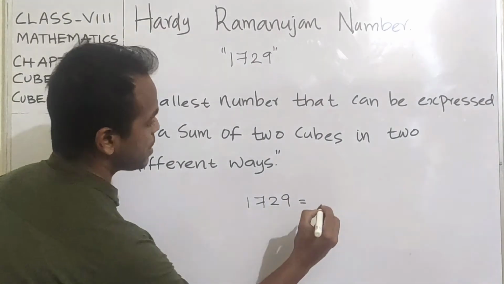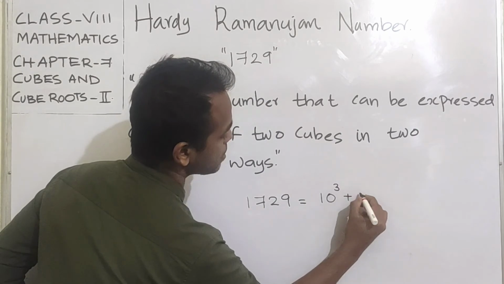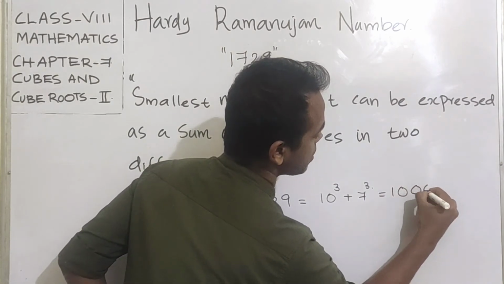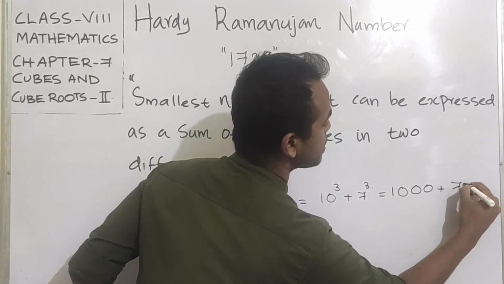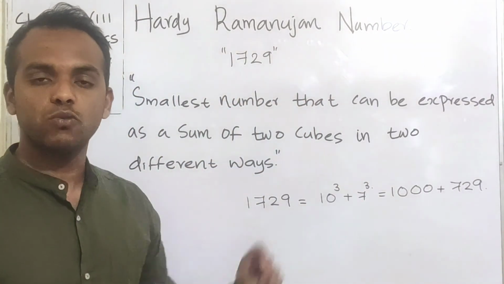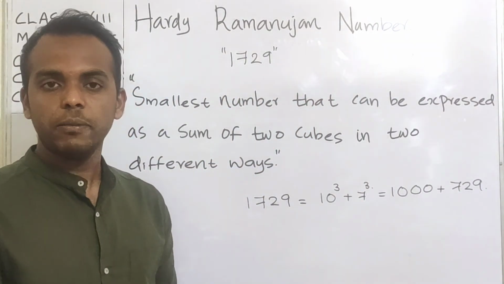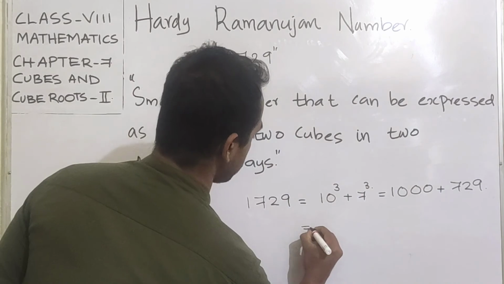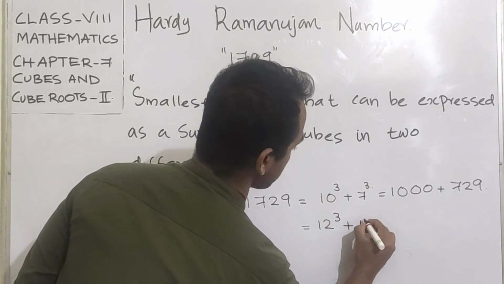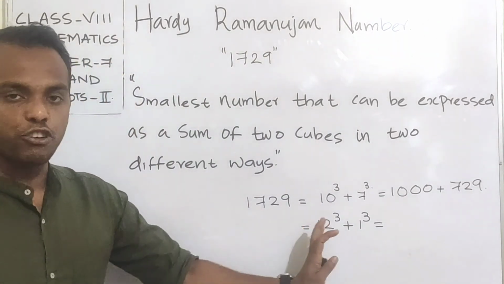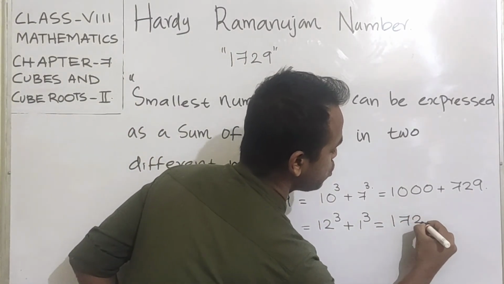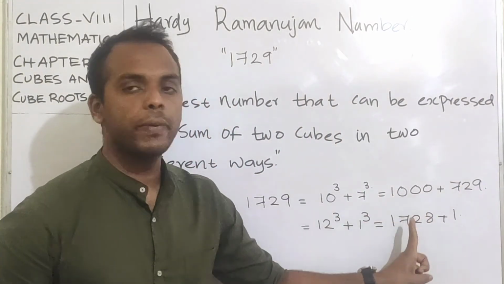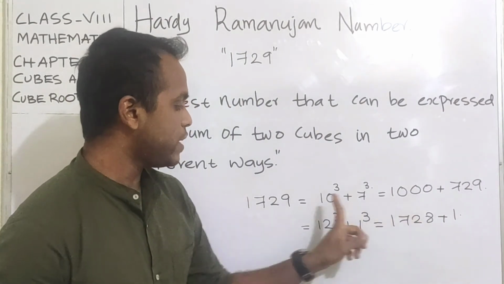The first pair is 10 cube plus 7 cube. You know what 10 cube is? 10 cube is 1000. And what is 7 cube? It is 729. So this is one way. Can you find the other way? Just try, or if you are not able, just listen here. The pair is 12 cube plus 1 cube. Now 12 cube is 1728, plus 1 cube, which is 1. So both will have the sum 1729.